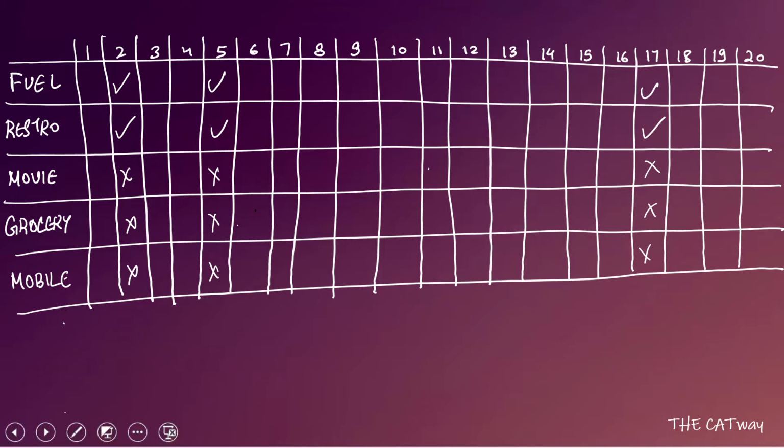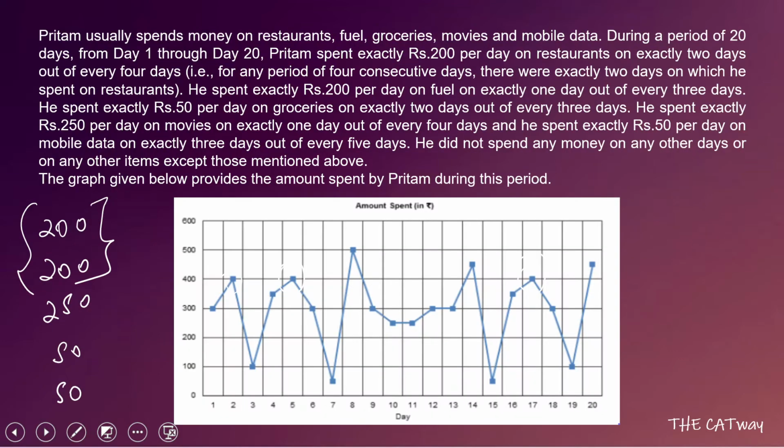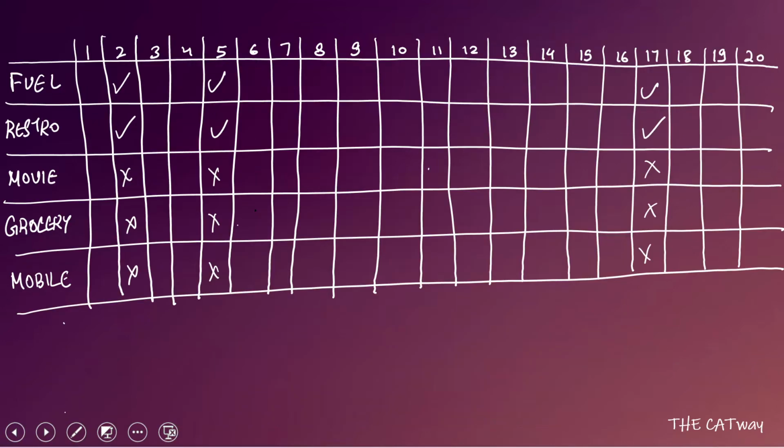Now if you see, for fuel we have been told that exactly 1 day out of every 3 days. So exactly 1 day out of every 3 days, that is in day 1, 2 and 3, it will be spent on day 2. Similarly, day 4, 5 and 6 it is spent on day 5, and using the similar pattern it will be spent on day 8, day 11, day 14, day 17 you can see, and then day 20. You can check it also. Why is it going to be this?